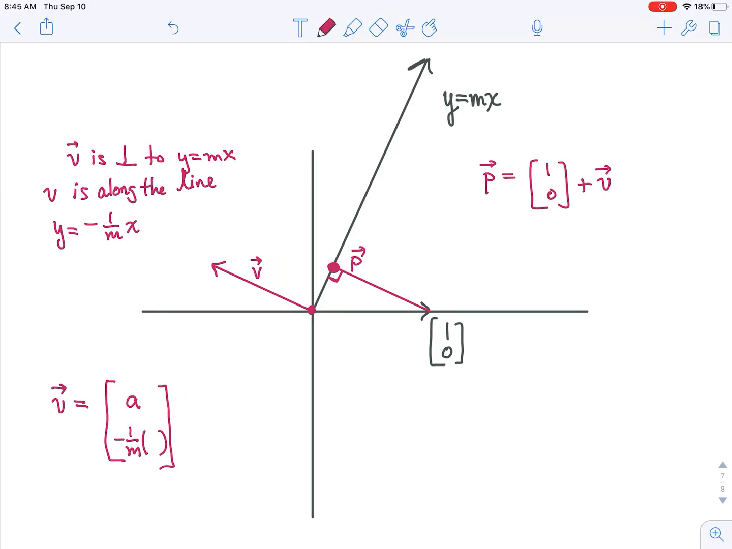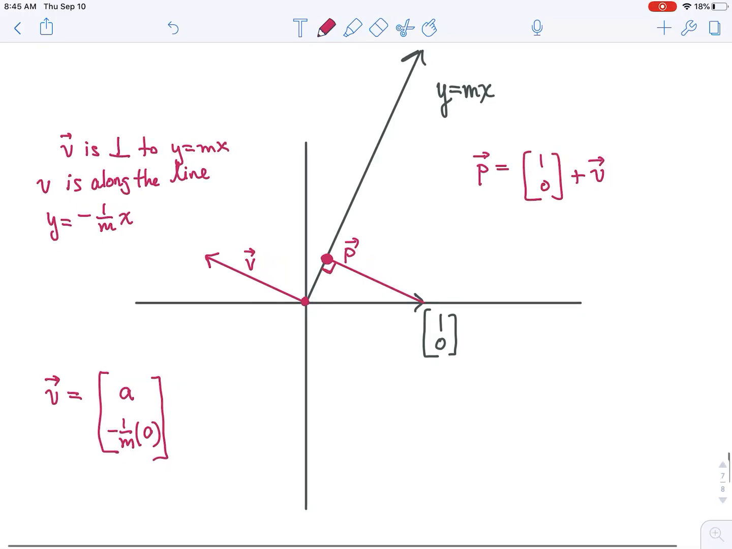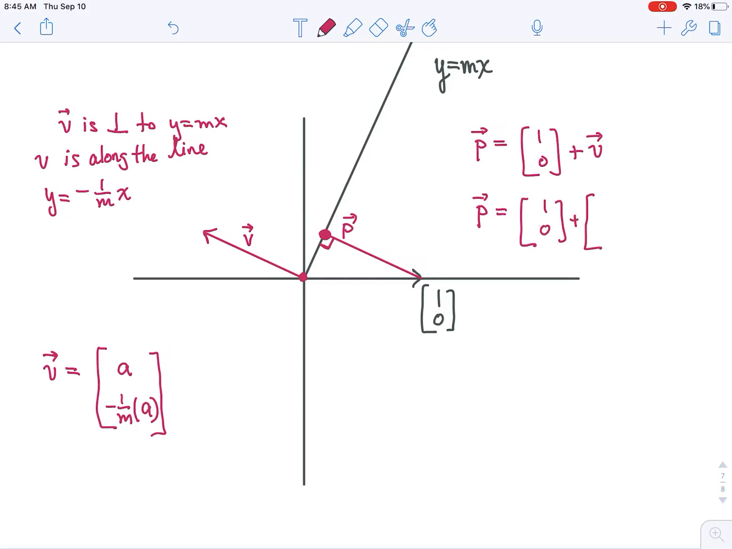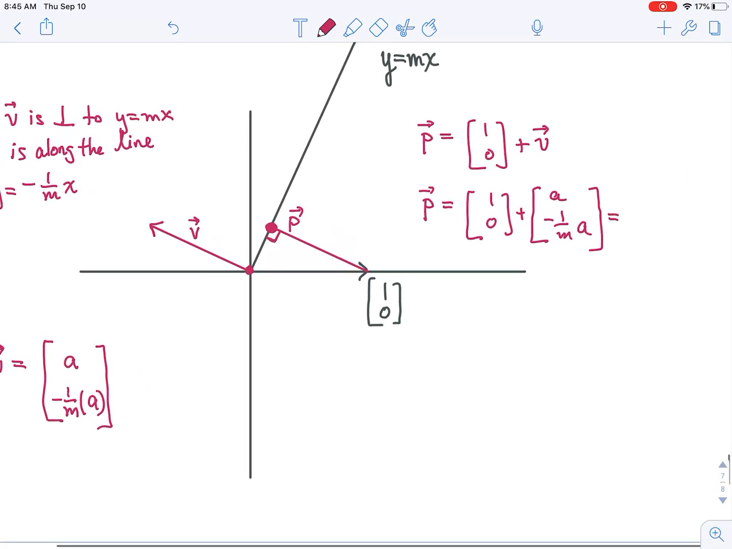We have our vector v. And what do we know? Well, we're going to have to figure out what that point a is, right? And so now the last step that we can do is, let's do it here. So we know what P is. P is going to be (1, 0) plus this point v. And we just figured out whatever the x coordinate is, let's just call that a. The y coordinate is going to be negative 1 over m times a. And if I simplify that, let's just do that over here, it's going to be (1 plus a, negative 1 over m times a).